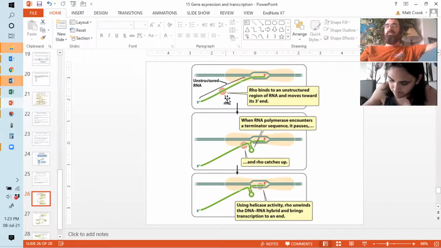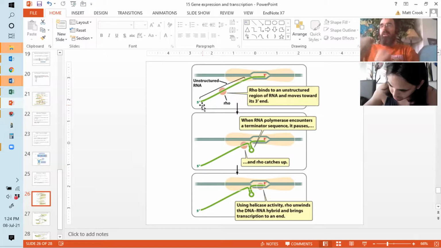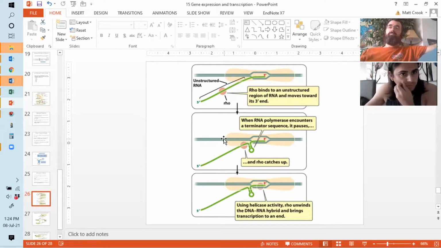Essentially, this is like a little molecular motor, and it immediately starts chasing after RNA polymerase. Like RNA polymerase is in the distance, and Rho is running after it down the mRNA strand to try and catch up. Now, normally, those two are fairly matched in speed, so Rho does not catch up. We need something to slow down the RNA polymerase.